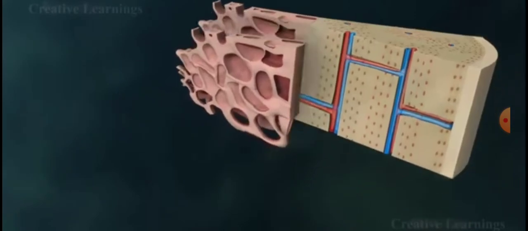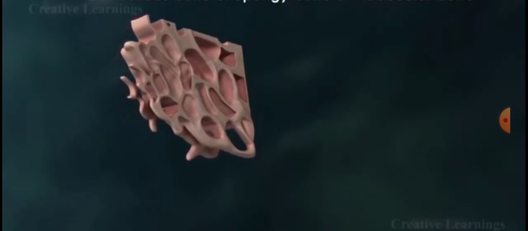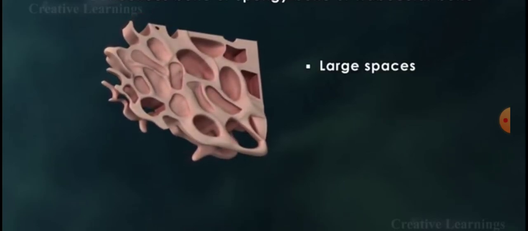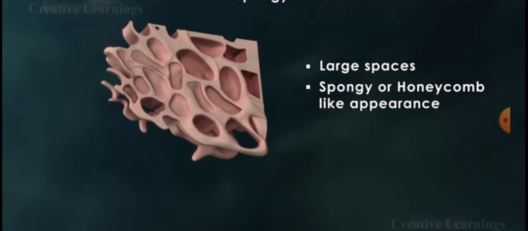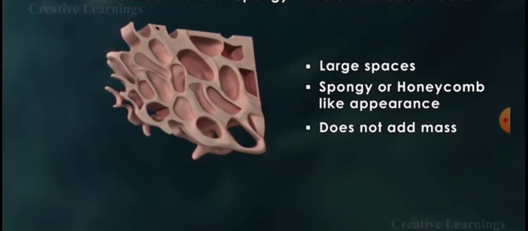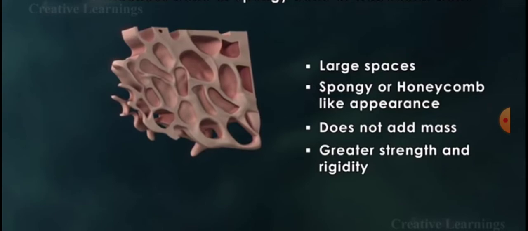Inside the compact bone is the cancellous bone, commonly referred to as spongy bone or trabecular bone. This layer is filled with numerous large spaces, giving it a spongy or honeycomb-like appearance. The porous nature of the spongy bone does not add mass to the overall structure, but still provides greater strength and rigidity.